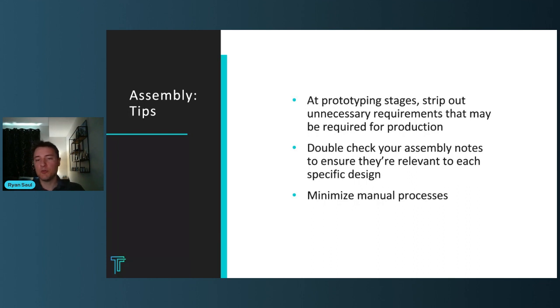And then in general, minimize manual processes. Anything that's in your assembly notes that is not going to be able to be accomplished on a conveyor by a robot is going to add cost. It's going to add direct cost to your quote, meaning they're going to charge you for labor, but it's also going to add quality risk and associated additional downstream cost for potential error.